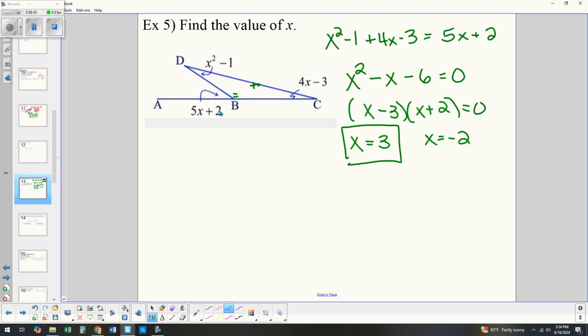If I tried negative 2, 5 times negative 2 is negative 10. Negative 10 plus 2 is negative 8. I can't have a negative angle measure, so that's an extraneous solution. So my answer is just x equals 3.